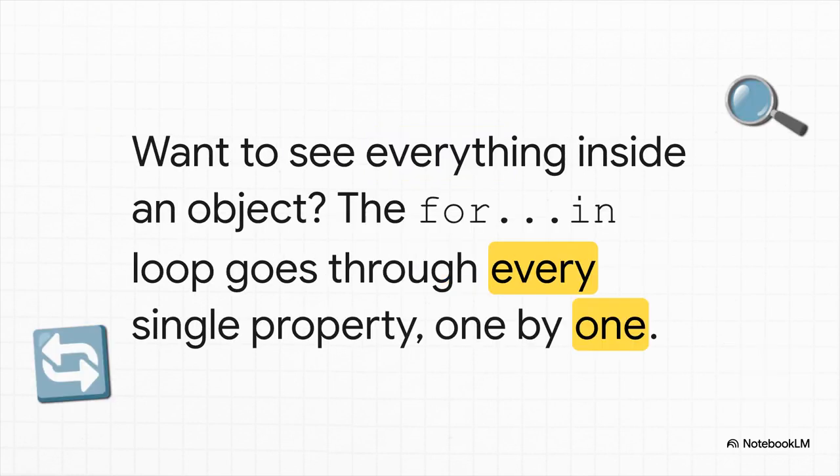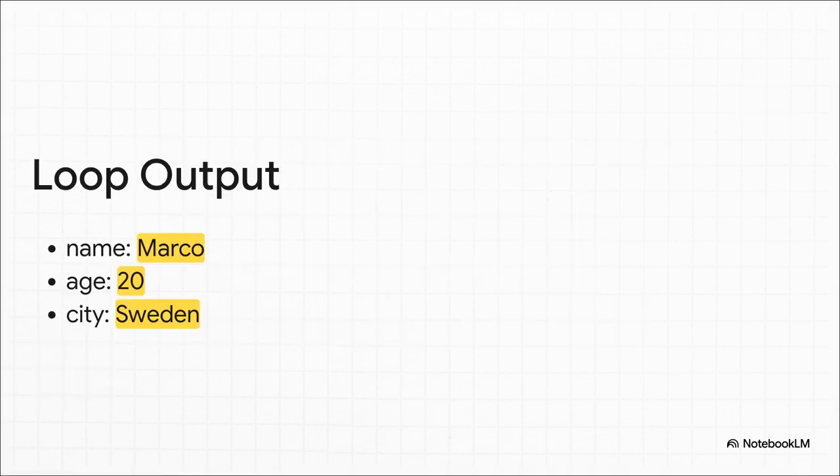Okay, so you've built this awesome object. What if you need to inspect it or do something with every single piece of data inside? Well, you can loop through it. The for in loop is designed for exactly this purpose. It goes through every property in an object, one by one, letting you work with each key. And here's what you get. For each property inside our person object, the loop lets us grab the key and its matching value. This is super useful when you need to display or process all the data that an object is holding.